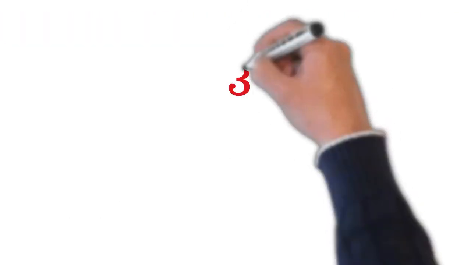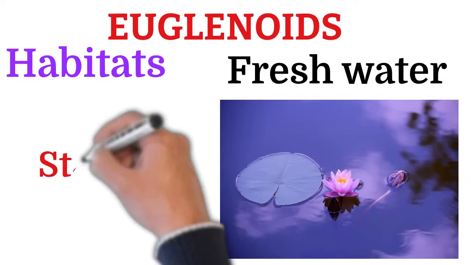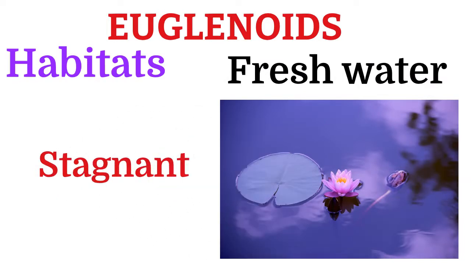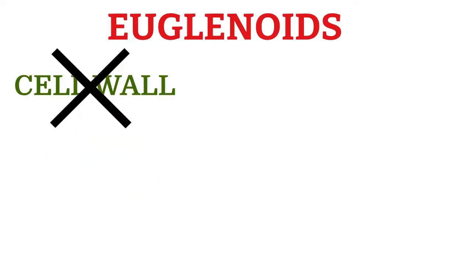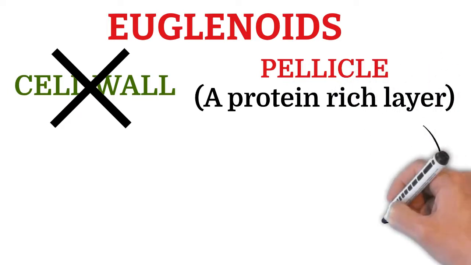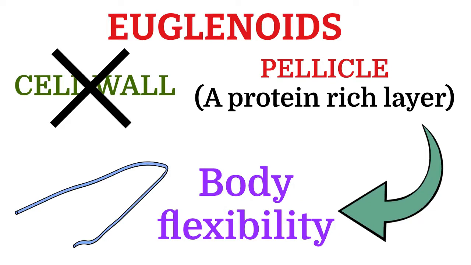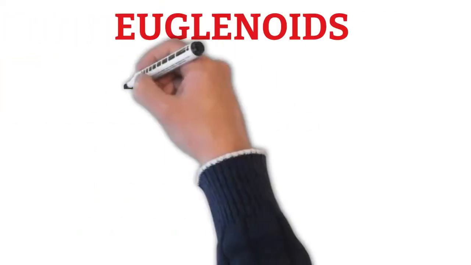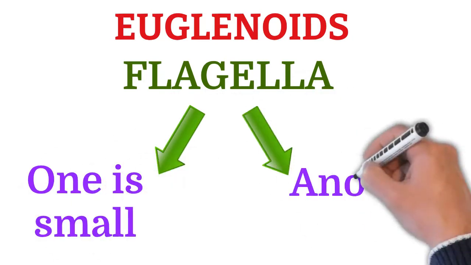Next, euglenoids. As to habitat, euglenoids live in fresh water, usually in stagnant water. They do not contain a cell wall, instead they have a pellicle, a protein-rich layer covering them which is responsible for their body flexibility. They have 2 flagella, one short and another long.